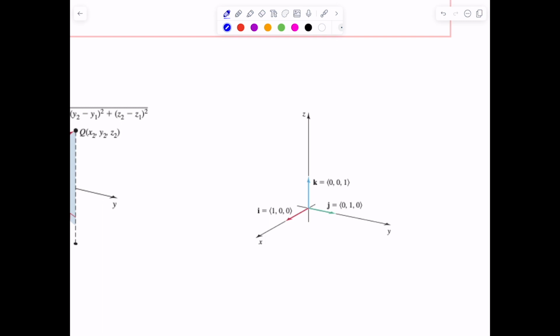j hat is the standard unit vector form for the y direction, or the y-axis, and is the vector of the form 0, 1, 0. And k hat is the standard unit vector for the z direction, and is written in the form of 0, 0, 1.